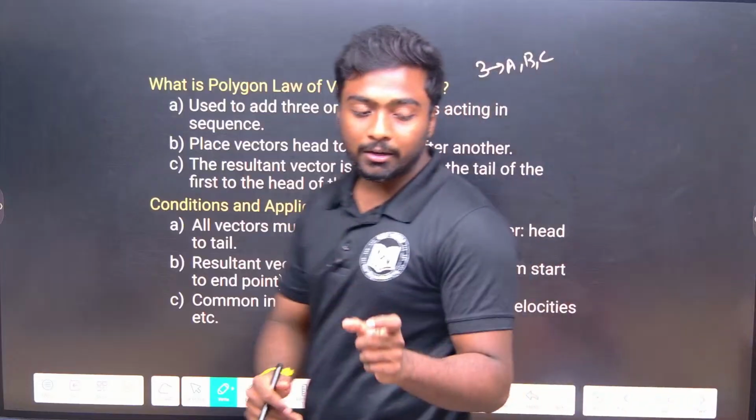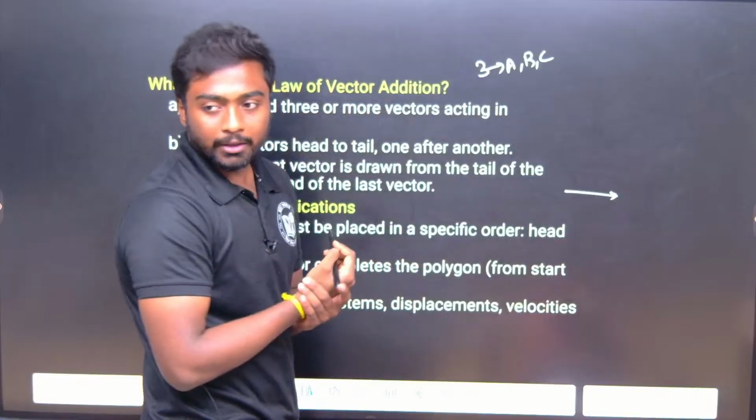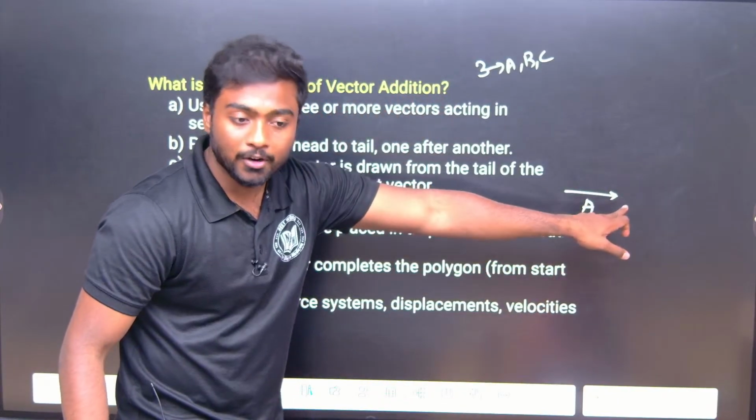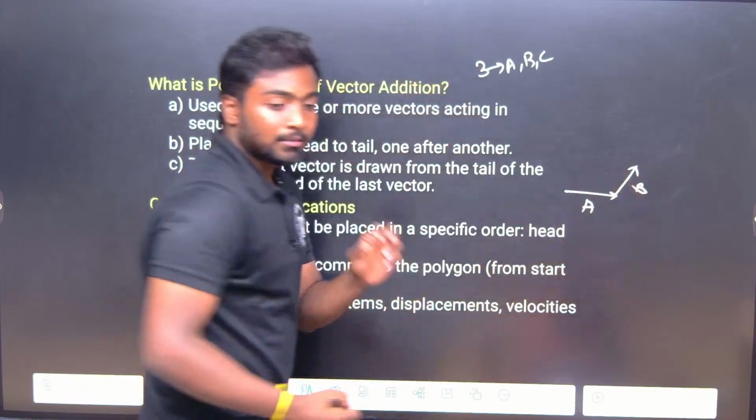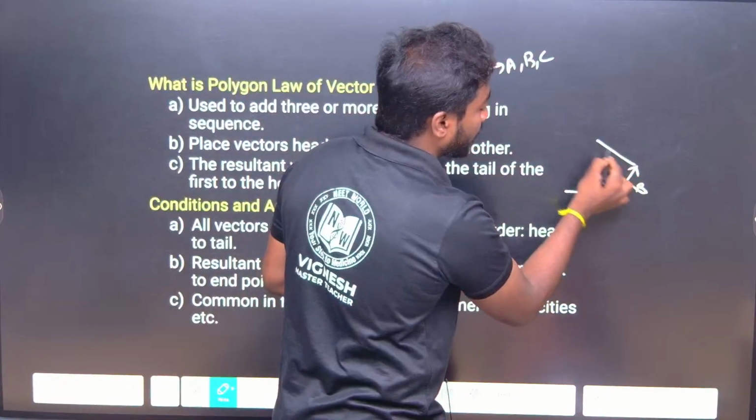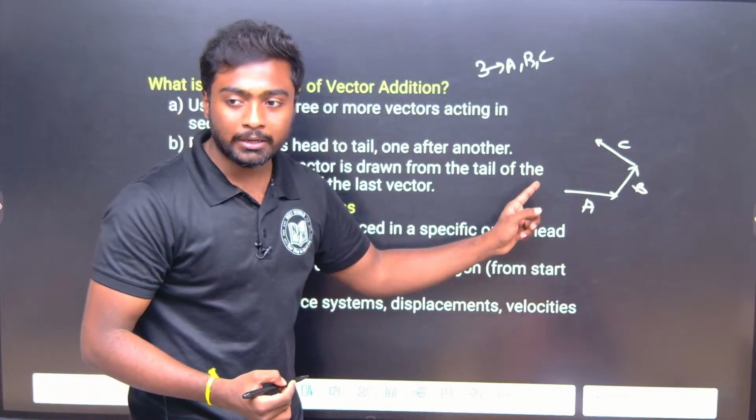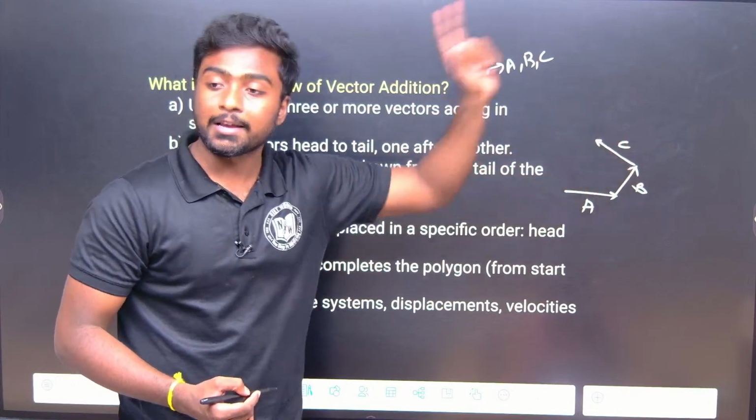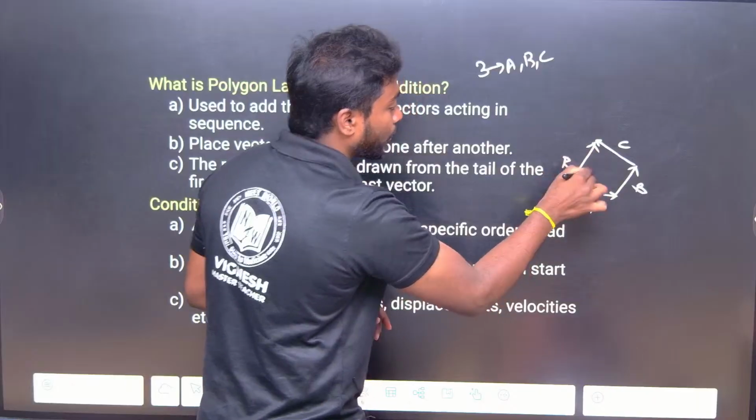So the procedure is keep the first vector as it is. However you want, you can keep. A vector is there. Second vector should be starting from the head of the first vector. So I should start like this. This is B vector. Third vector should start from the head of the second vector. So this is my third vector. So the resultant vector should be from the tail of the first vector to the head of the last vector, not the second vector, the third vector, the last vector we will say. Okay. So this is my resultant vector, no?